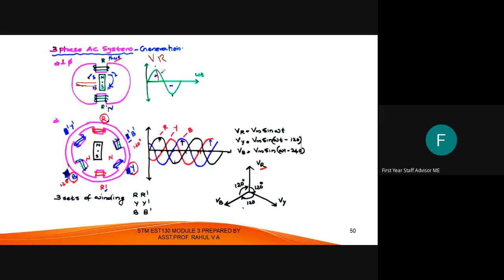When the north pole turns 180 degrees and reaches the R dash winding, R dash will have more voltage than the R winding, so it will go to the negative side of the supply. So this is one diagram. What I am going to do is place another winding here, one more winding here.